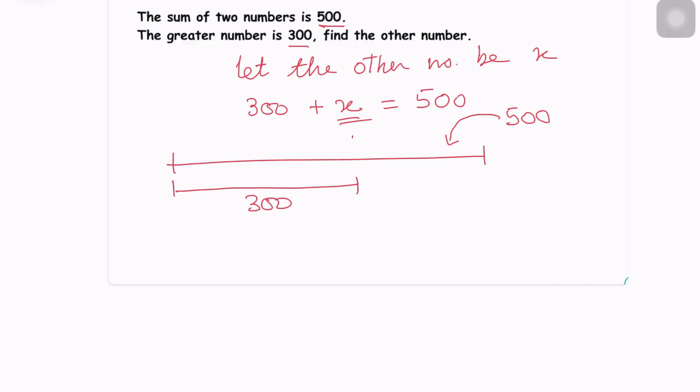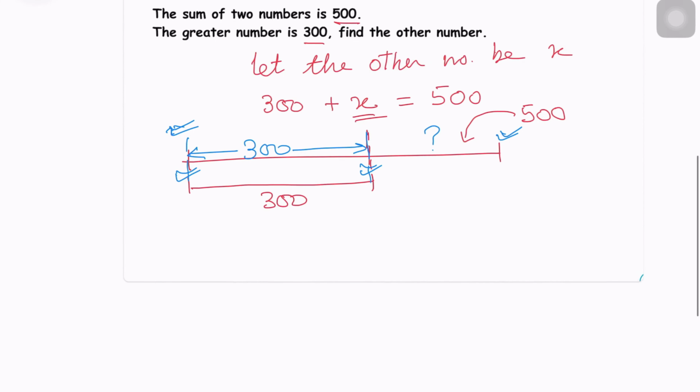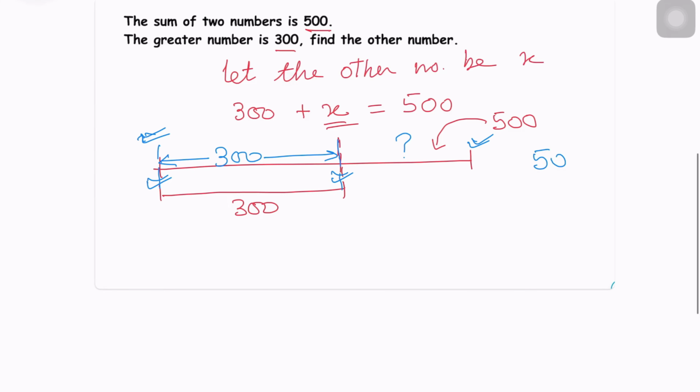So if we join, let me pick some other color. If we do like this, then from here to here it is 300, right? Total this is 500. From here till here is 500. From here till here it is 300. So we need to find this portion. How can we find this remaining one? We will simply subtract. So 500 minus 300 is equal to 200.